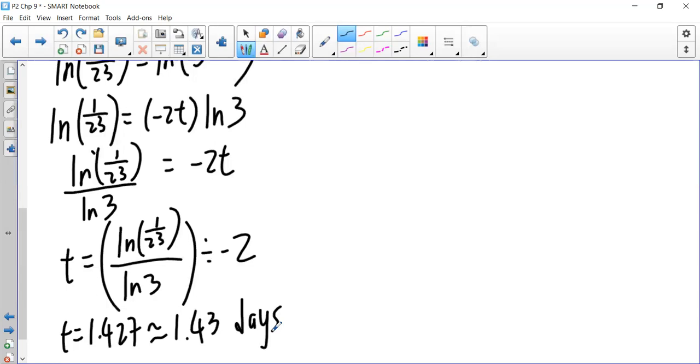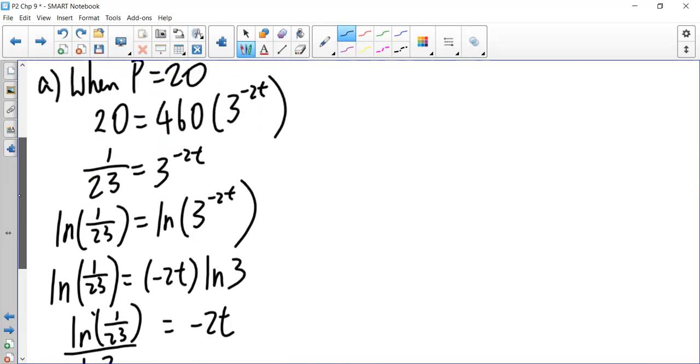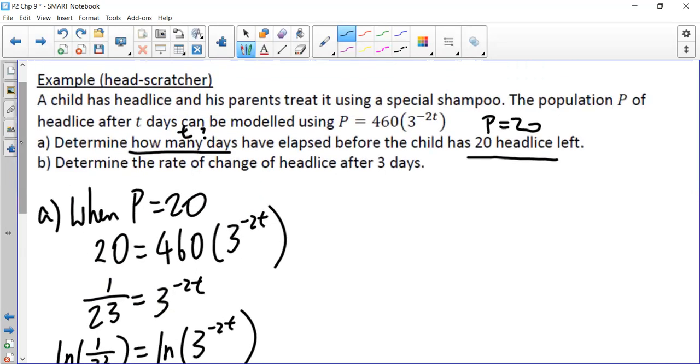Actually, that's not bad for a modeling question about exponentials. What is the initial number of head lice? What is the initial amount of head lice in the head? Using the equation, when t is 0, 3 to the power of 0 is 1. So the initial amount of head lice is 460.